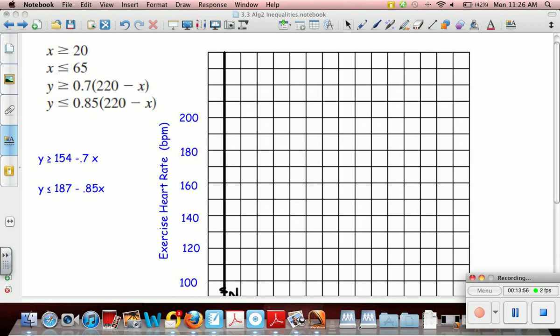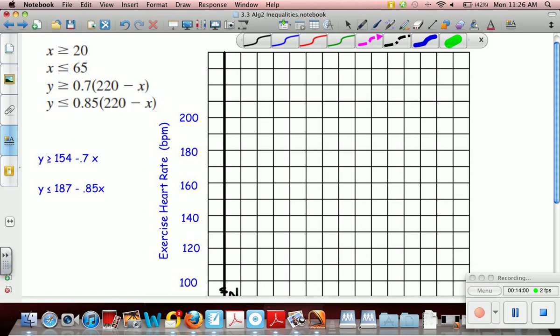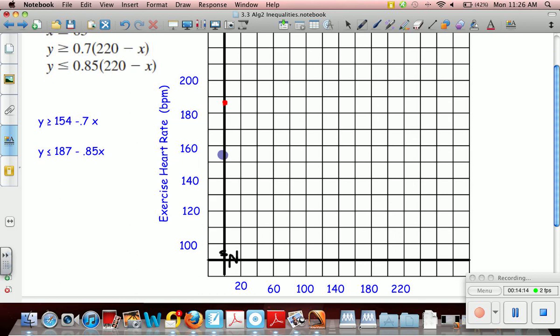So if you notice the y-intercepts for both of them, the first one, the y-intercept is at 154, which is about right here. And the other one, the y-intercept is at 187, which is about right here. And what I did next was find the x-intercept. Now to find the x-intercept, I replaced y with 0 and solve for x. And they both end up at 220. Now notice that they're solid lines. So solid lines for both of these equations. We go through these locations.